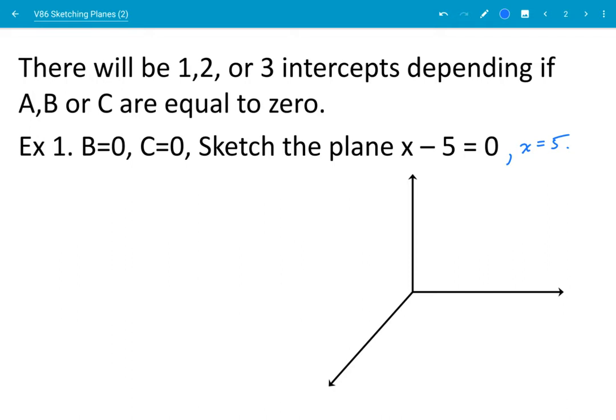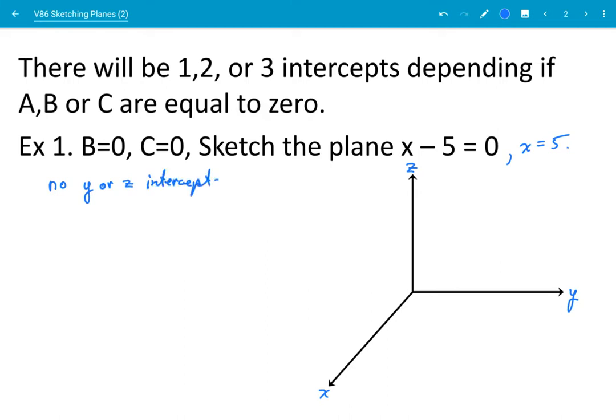So the values for y and z, the equation does not control them, so they can have any value at all as long as x is equal to 5. So there will be no y or z intercepts because the y and z intercepts happen when x is equal to 0, and x is always equal to 5. So that's the first thing to realize, perhaps. No y or z intercepts.